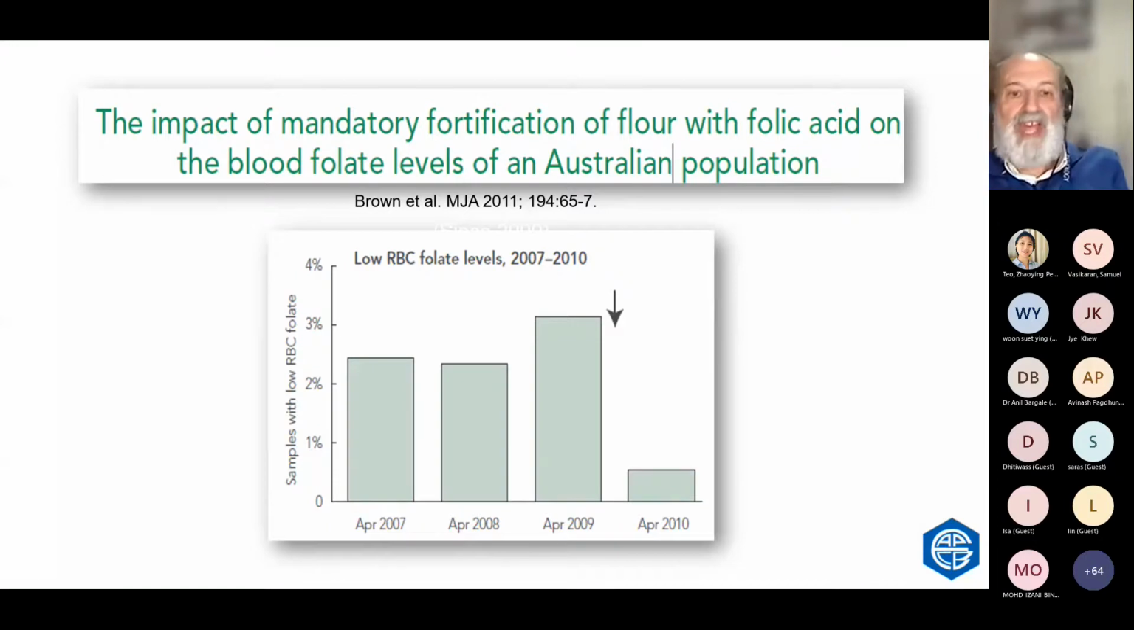Folate is in flour, so it's only the people that don't eat flour that get folate deficient, and that can be people with celiac disease or malabsorption, or hippies that eat flour that doesn't have folate in it.